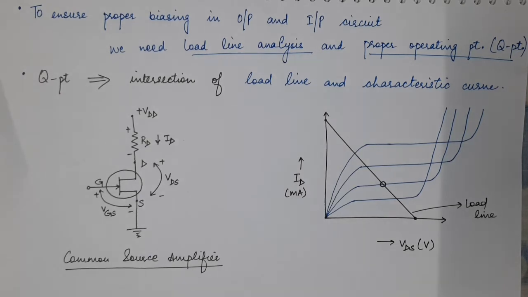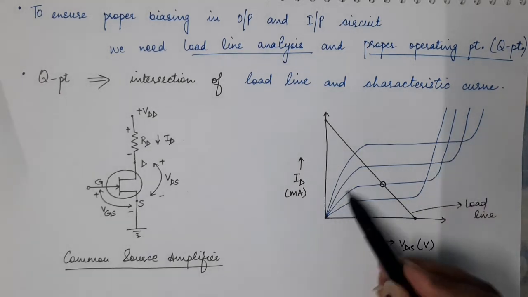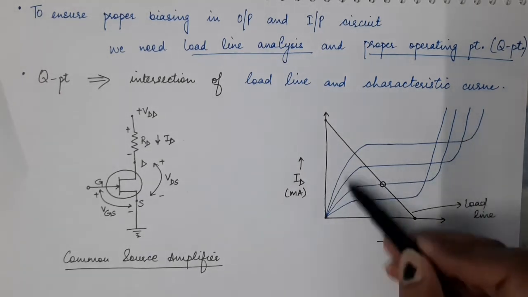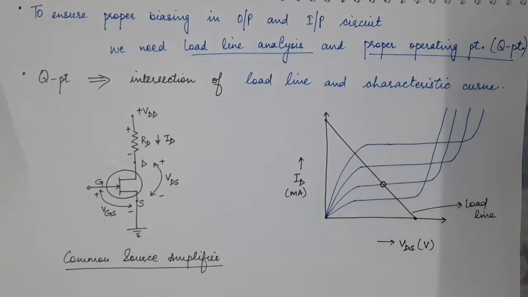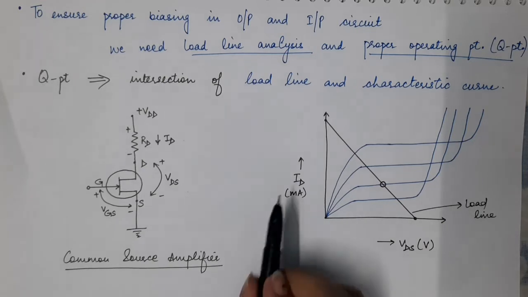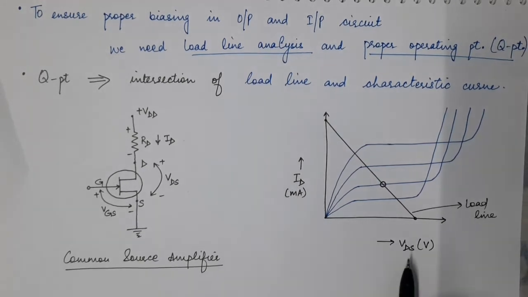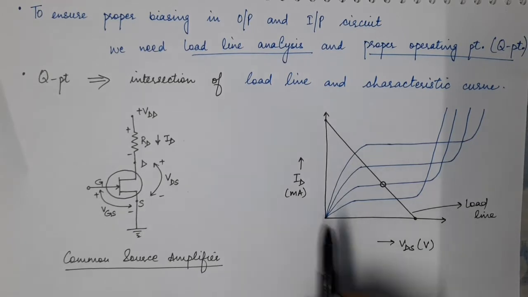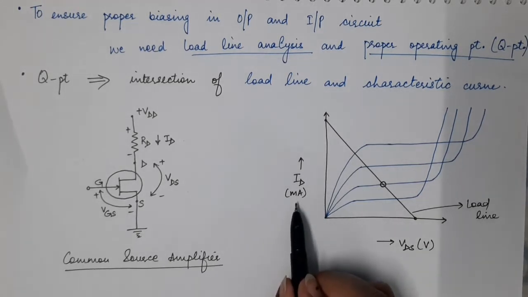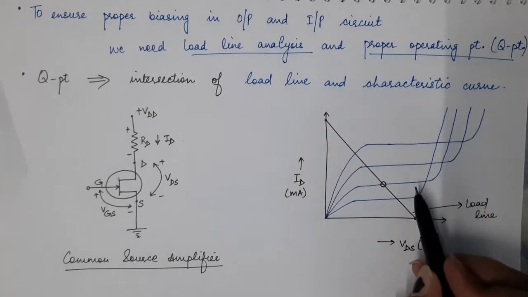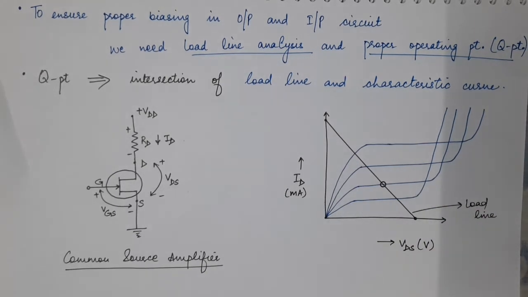So here we have already drawn the output characteristic curve of the JFET, and we know that it is the variation of drain current with the variation in drain source voltage, VDS. VDS is measured in volts, ID is measured in milliamperes at some constant fixed values of VGS.